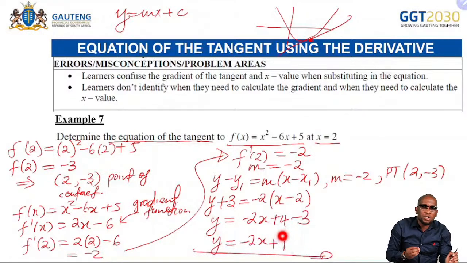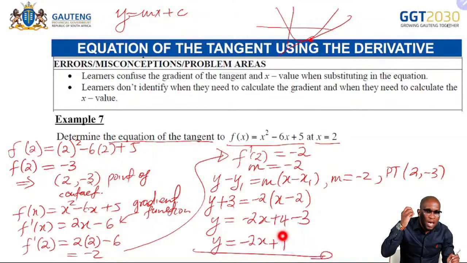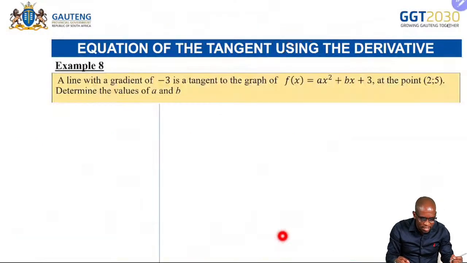It's very, very important to know how to determine that. You find the gradient and you find the point. Remember, to find the gradient, you need to differentiate to get the gradient function and then substitute the value of x to get the actual gradient, like that.